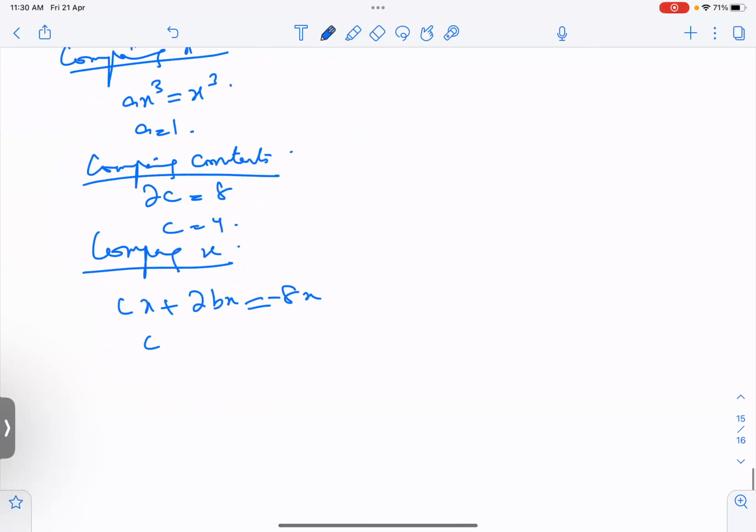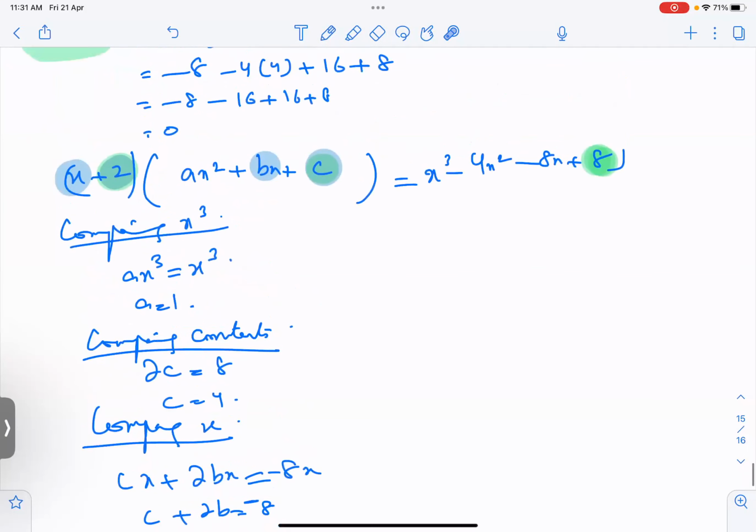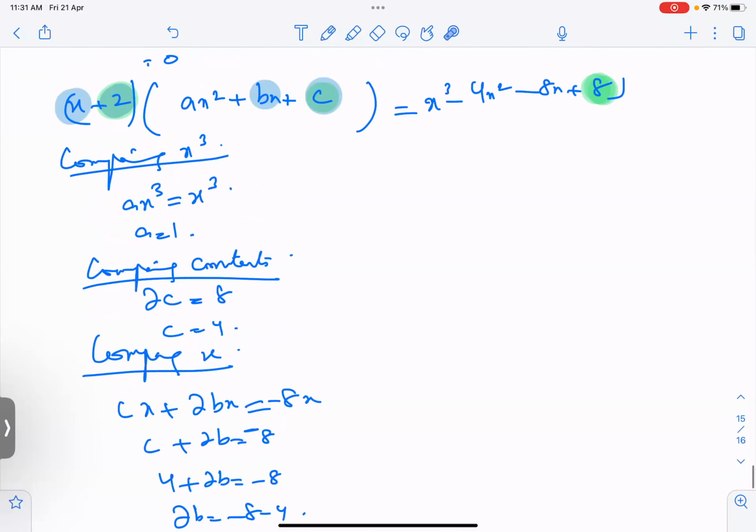Get rid of x's from both the sides. c plus 2b equals to -8. c is 4. 4 plus 2b equals to -8. 2b equals to -8 minus 4. 2b equals to -12. b equals to -6. अब आपके पास a, b और c तीनों आ गए. Plug it into this equation, into the quadratic formula.